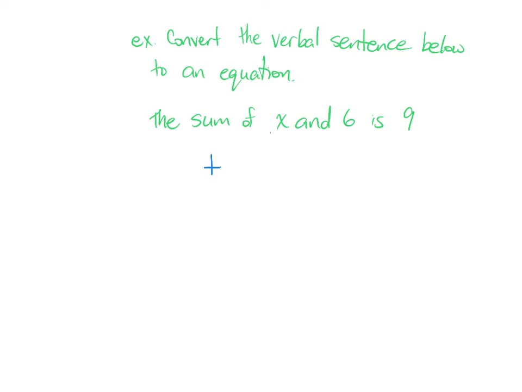So we know that you're going to be adding in this particular thing. The sum of x and 6, so we're adding x and 6, is, and every time you see "is" in a verbal sentence, it means equal in a math sentence or an equation. So the sum of x and 6 is 9. We're not going to find a solution in this video; we'll do it in another. All right, let's do another example, but let's go from a math sentence or equation to a verbal sentence.